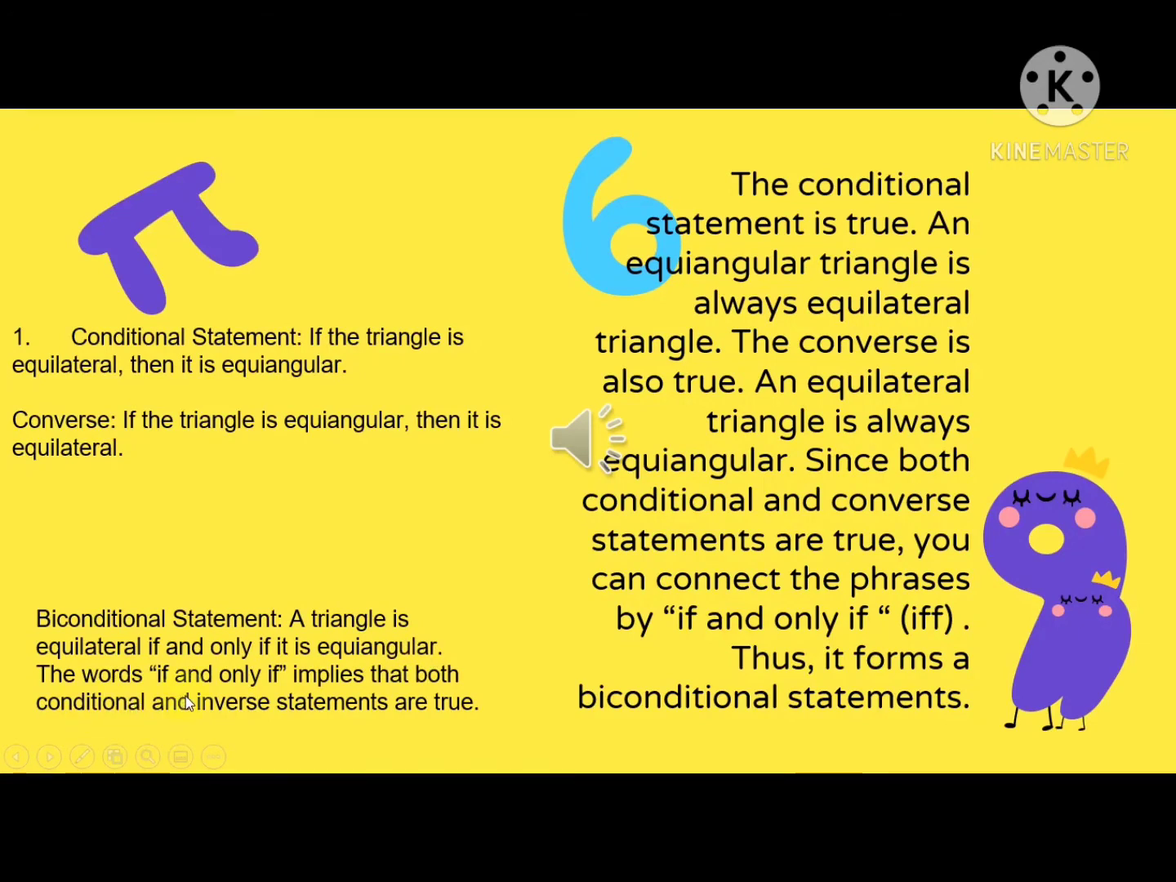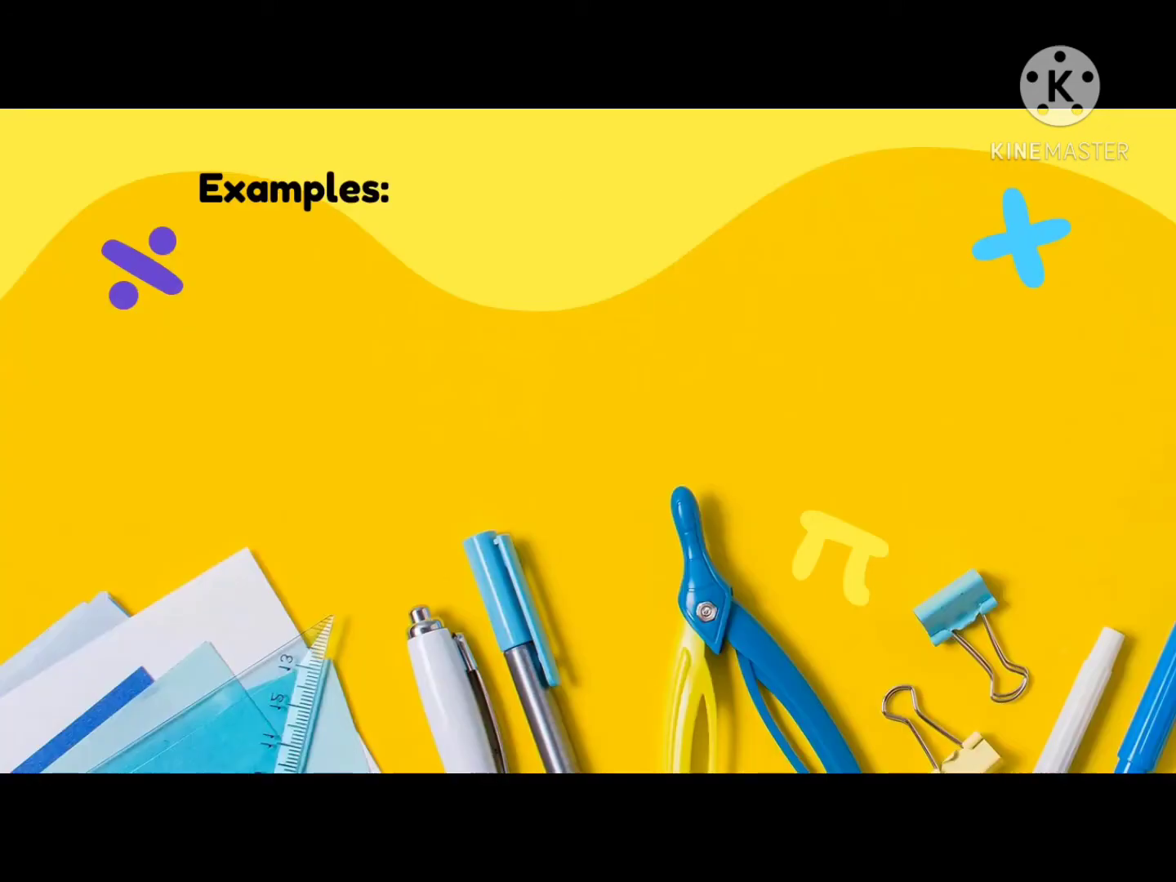The words if and only if imply that both conditional and converse statements are true. So, remember, pag both conditional and converse statements are true, we can connect the phrases by if and only if. This will be called a biconditional statement. Let us proceed to number 2 example.